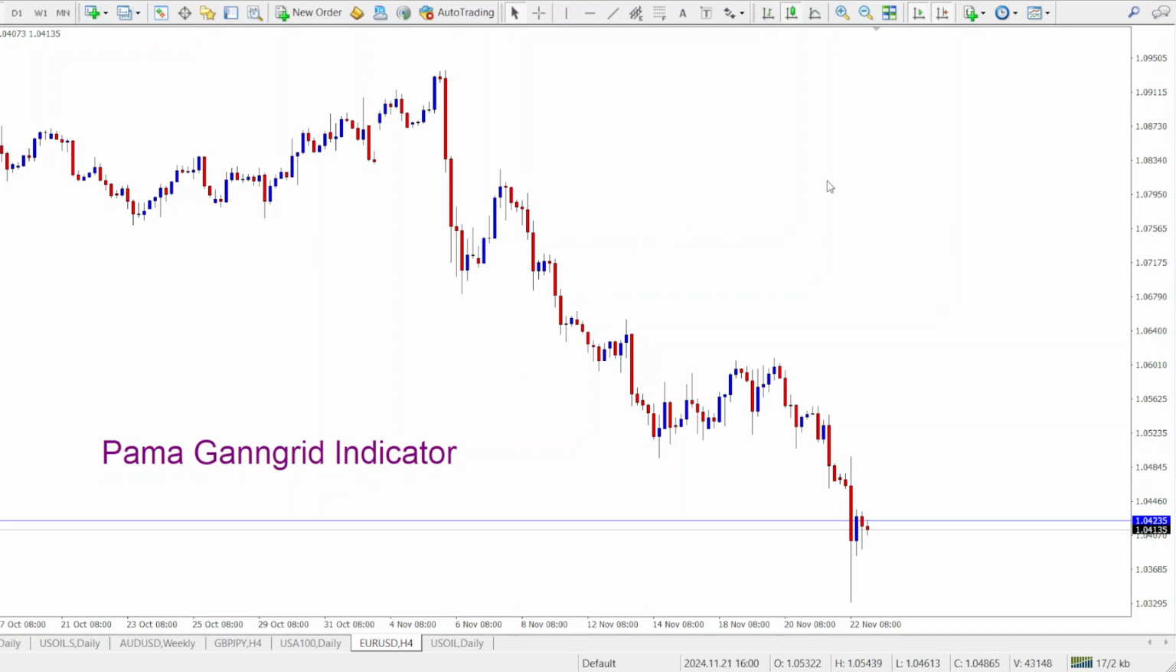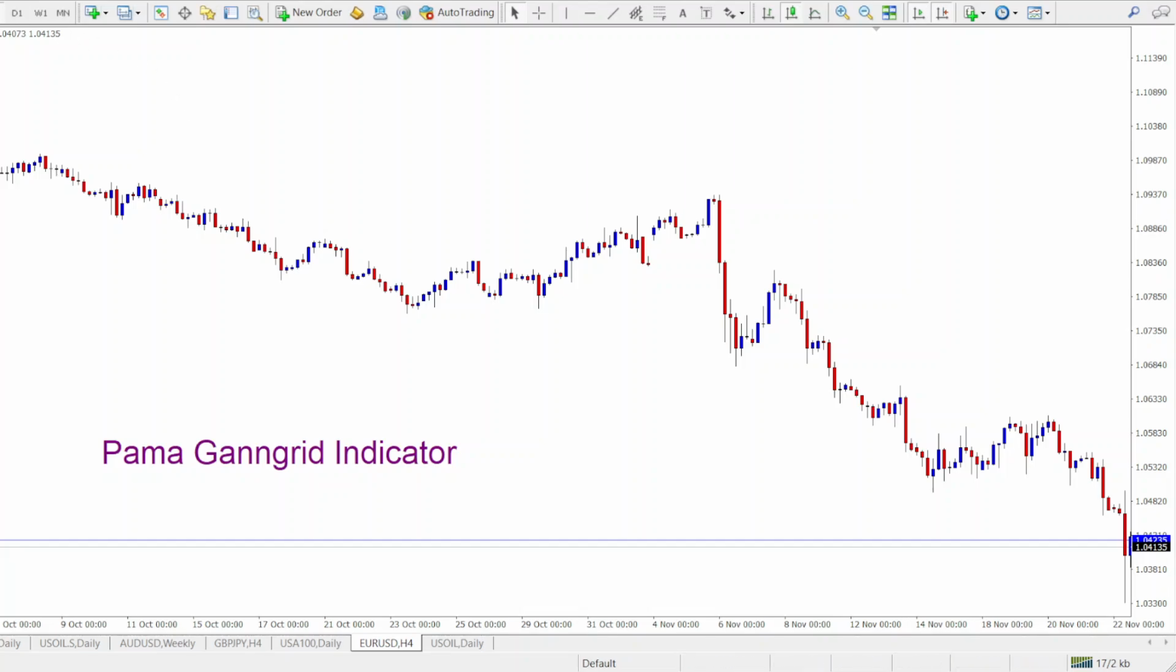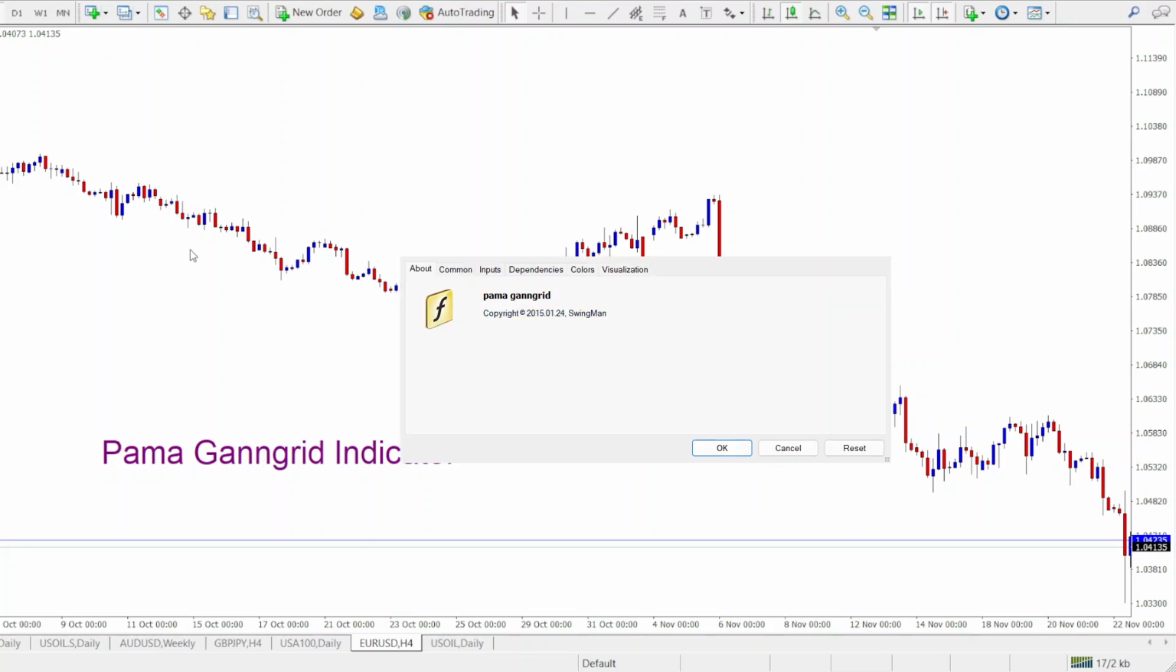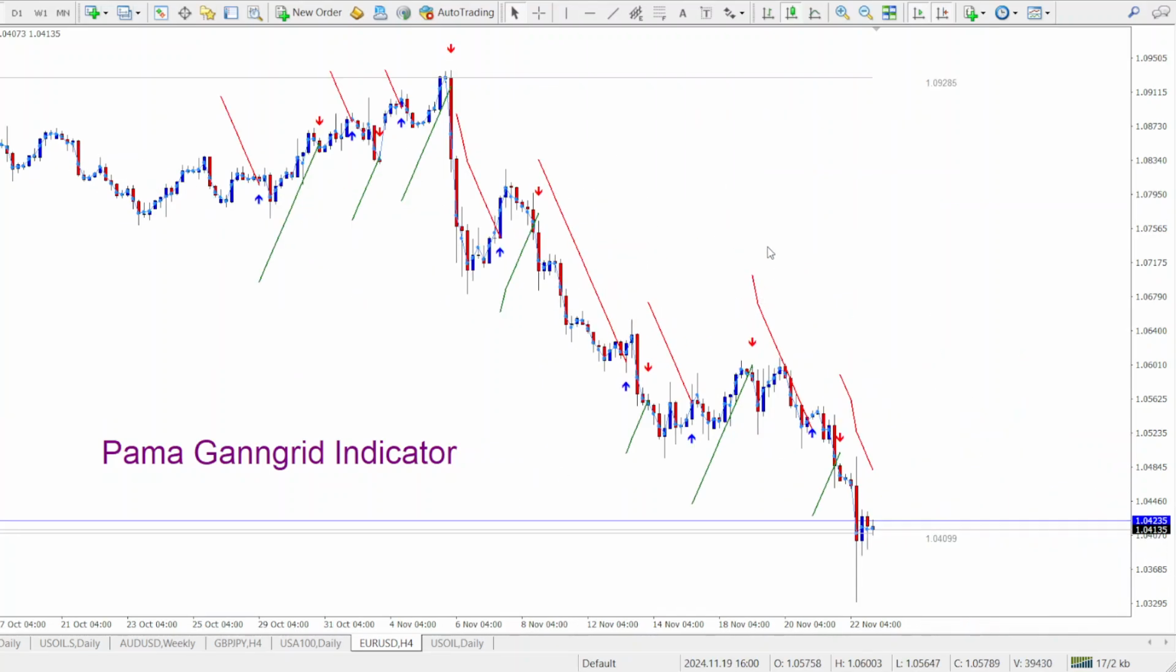It's actually a custom indicator, so you would have to download the indicator from an external site, and you copy the indicator file and paste it in your MetaTrader indicators library for you to be able to then use it on your chart. I'm just going to add the indicator to the chart right away because I have already downloaded it. So here we go. This is the Pama Gann grid indicator.